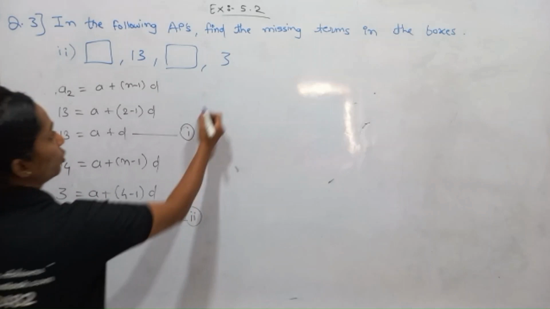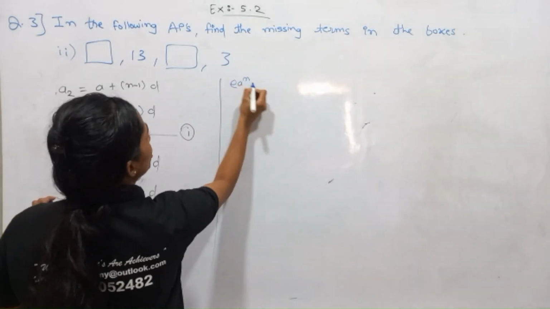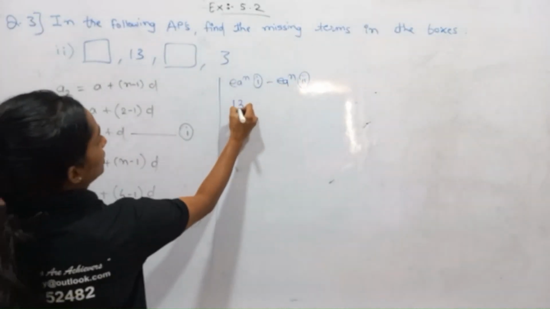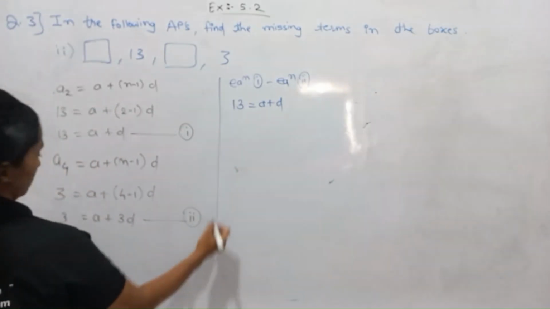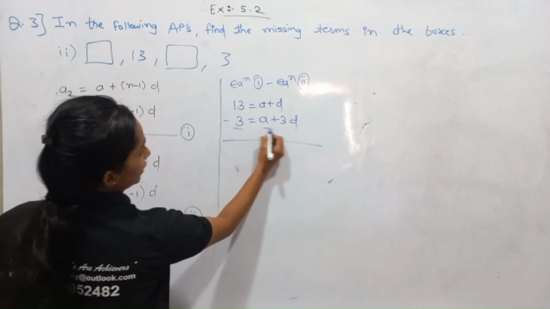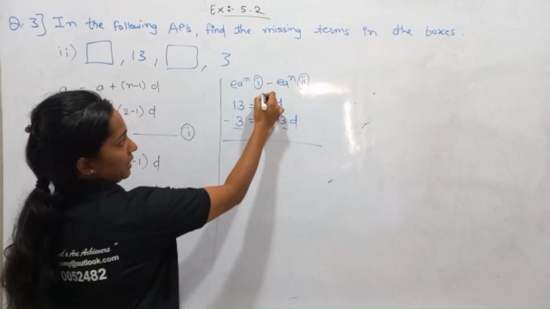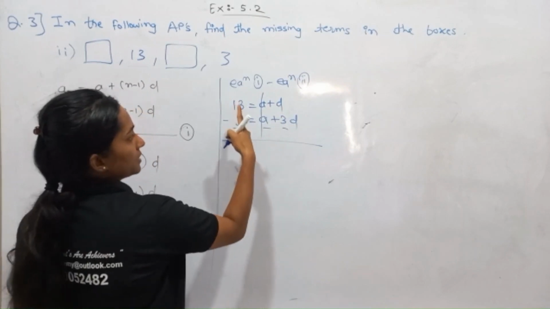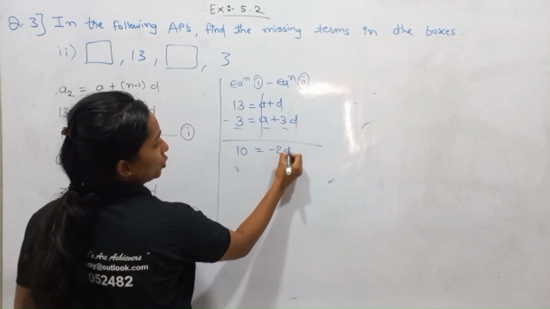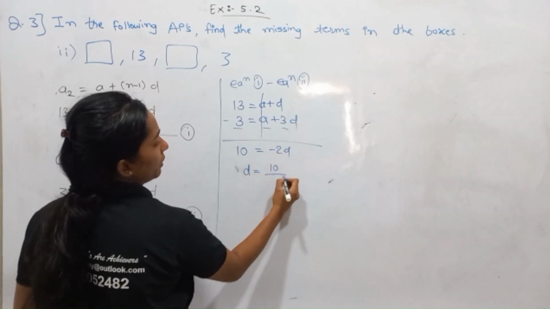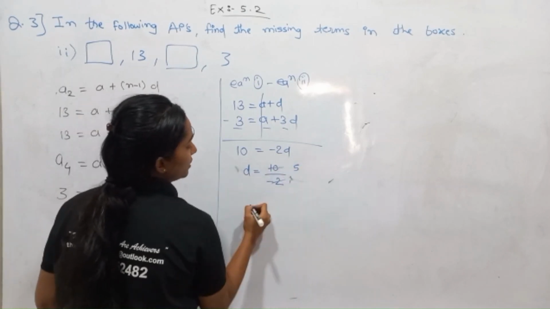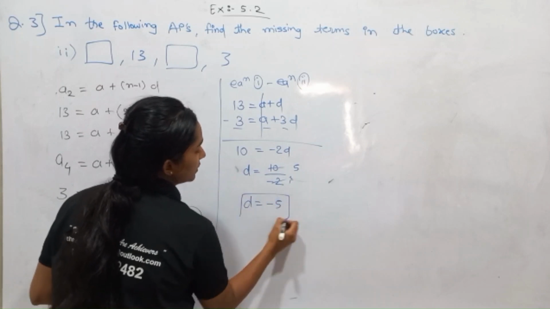If I subtract these two equations, let's see, equation number 1 minus equation number 2, then what will I get? 13 is equal to A plus d. 3 is equal to A plus 3d. When I do the subtraction, the signs will change, right? Plus A minus A gets cancelled. 13 minus 3 is 10, which is equal to d minus 3d, that is minus 2d. So d is equal to 10 by minus 2. This 2 will be shifted to division. 2 ones are 2, 2 fives are 10. Hence I got my common difference as minus 5.